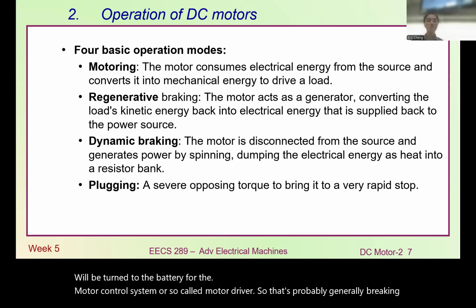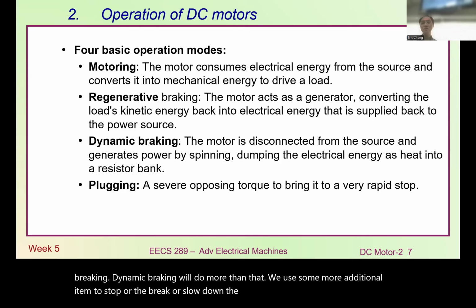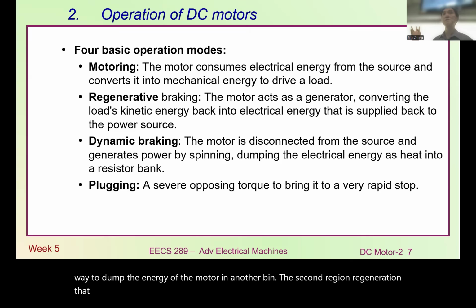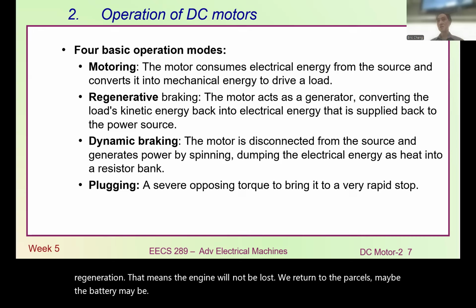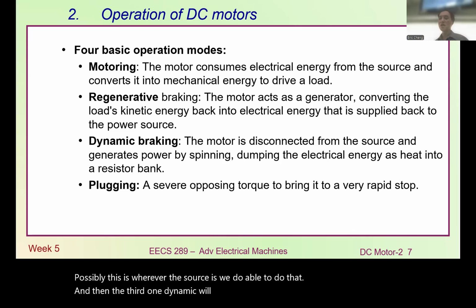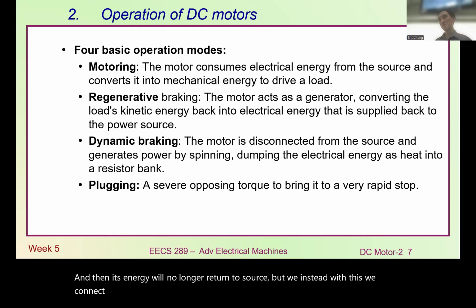Dynamic braking, we do more than that. We use some additional items to stop, brake or slow down the vehicle, including some way to dump the energy of the motor by other means. The second one, regeneration, means the energy will not be lost. We return it to the power source, maybe the battery, maybe an AC source, maybe DC, wherever the source is. And the third one, dynamic braking, is where we disconnect the motor from the source, and its energy will no longer return to the source, but instead we connect something to dump the energy, like a resistor. So-called dynamic braking.